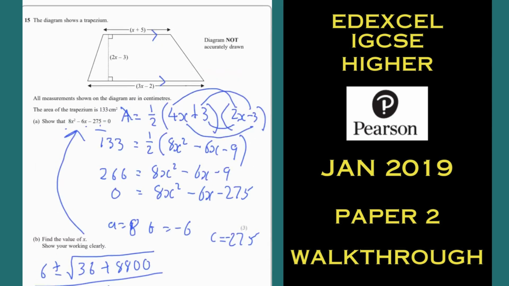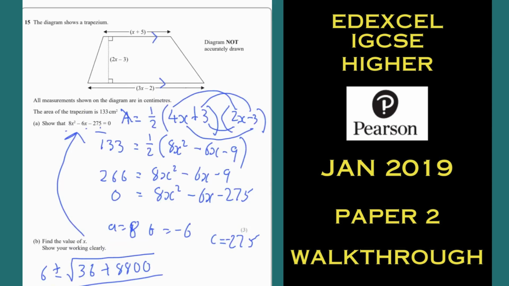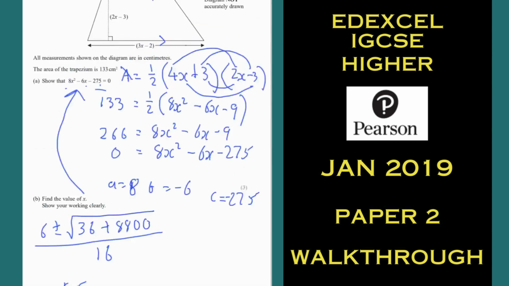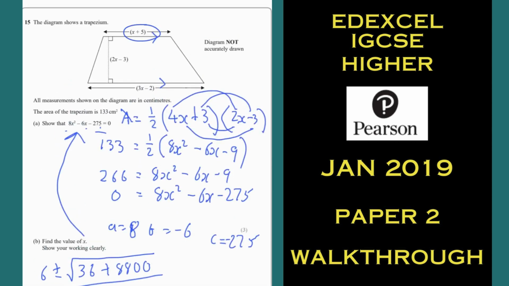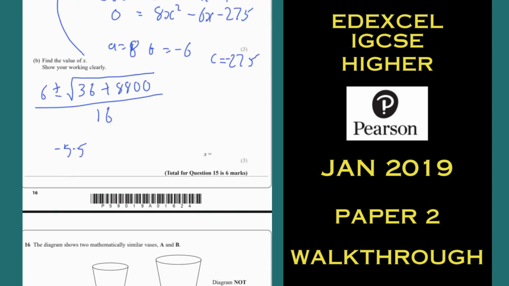Now if you think back to the answer, it can't be minus 5.5. That would mean the top length would be negative. You don't get negative lengths. So we reject the negative answer, which is why it said value. The only answer we accept is 6.25. On we go.